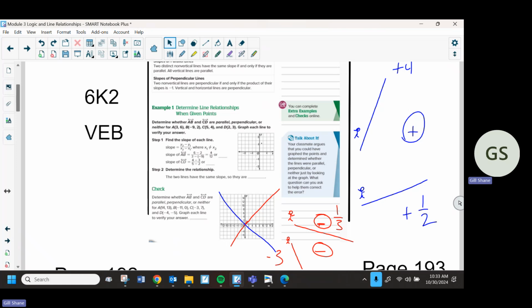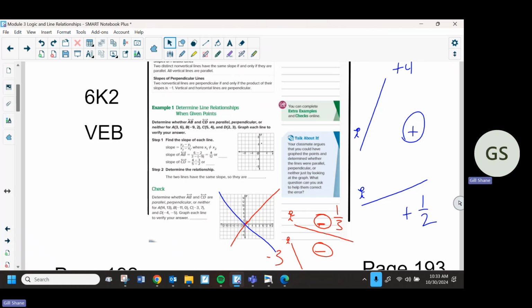I don't know about that. Catherine. So if they're parallel, they'd be at the same angle, right? Parallel means they're never going to touch, so they have to be at the exact same angle. So what would be true about their slope?